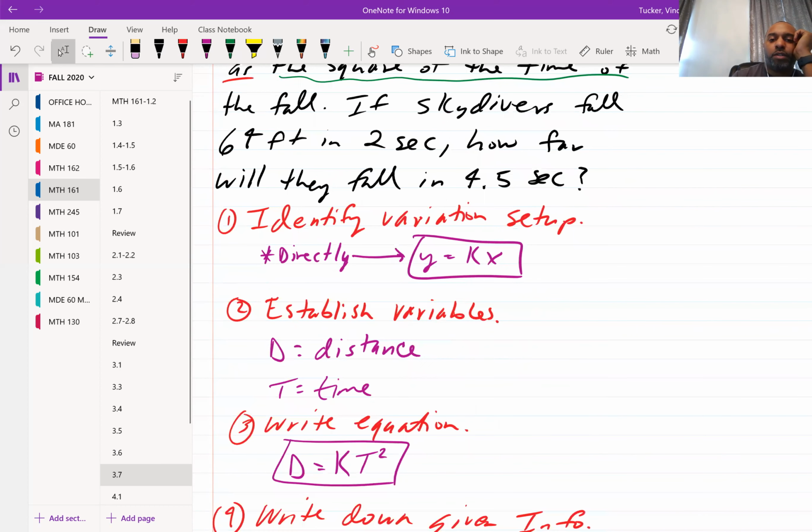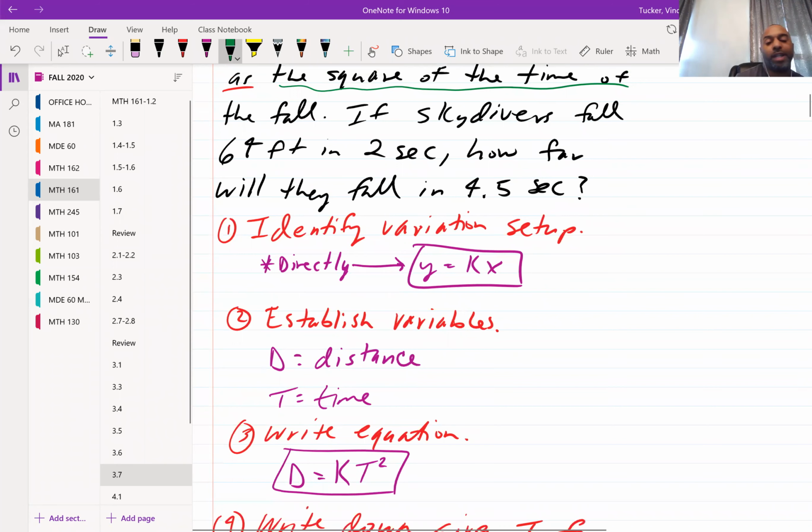Then we write the equation, putting them in their proper position. Distance came first, so that comes before the equal sign. Time came afterwards, so that comes after your k, but not just the time, the square of the time. So that's why I have d equal to kt squared.